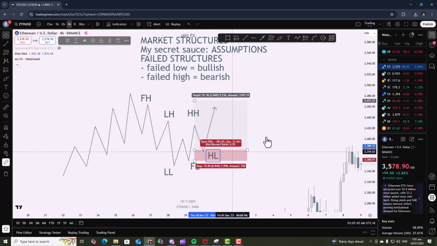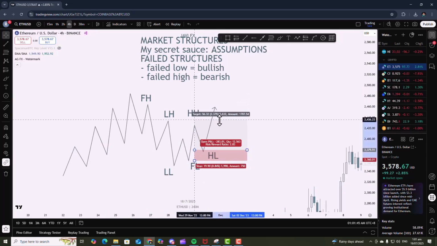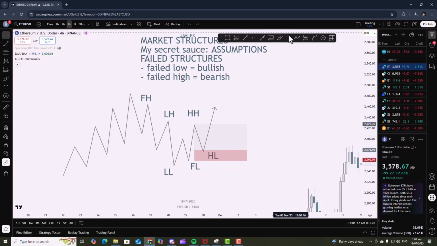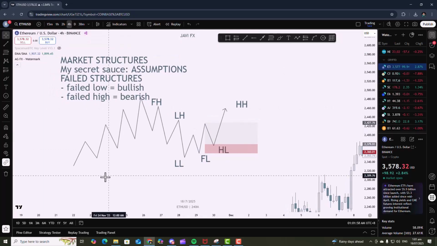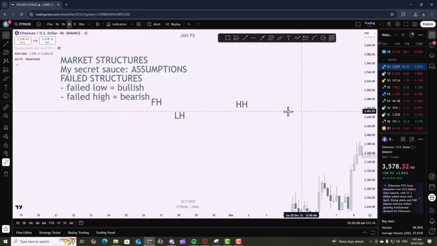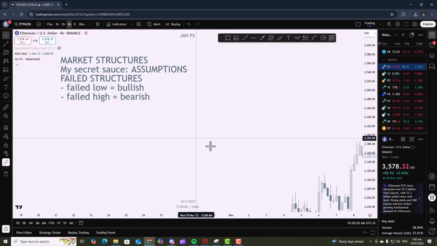At the higher low. And guess what? With assumptions, the target should be a higher high, which we actually get. Right? This is how things should look like. So let's get in the charts, shall we? Okay.